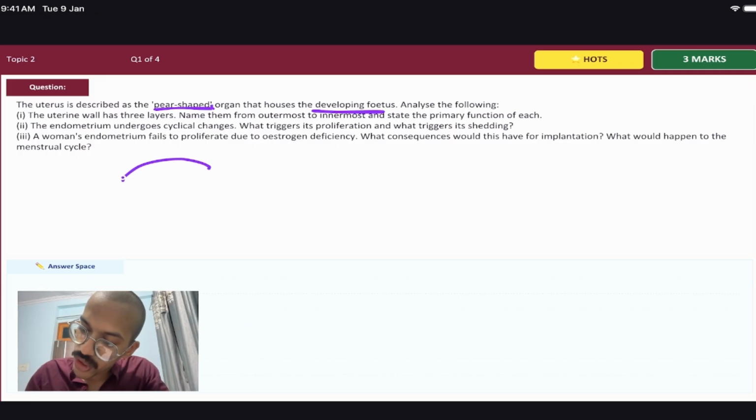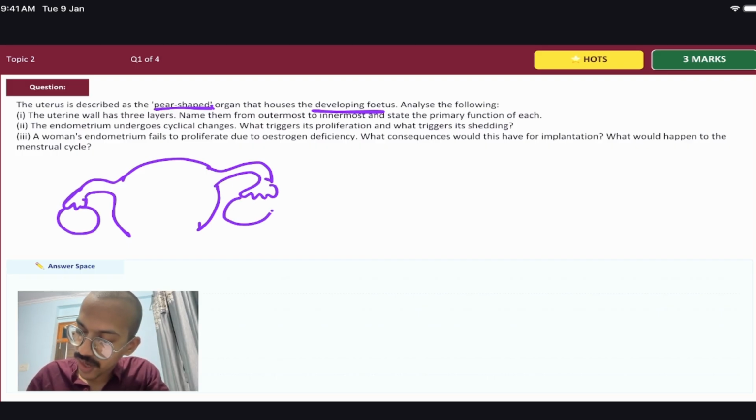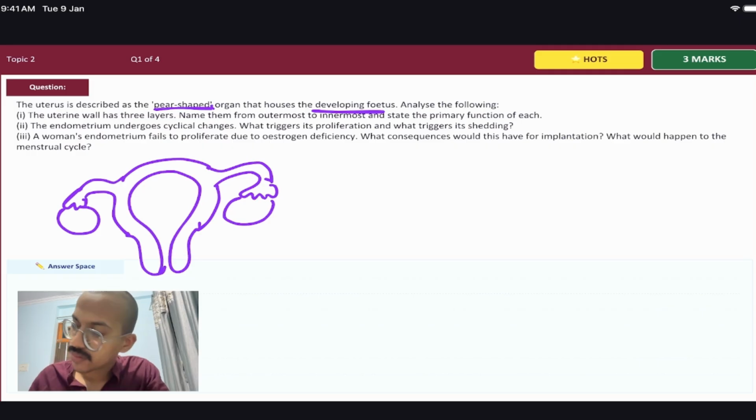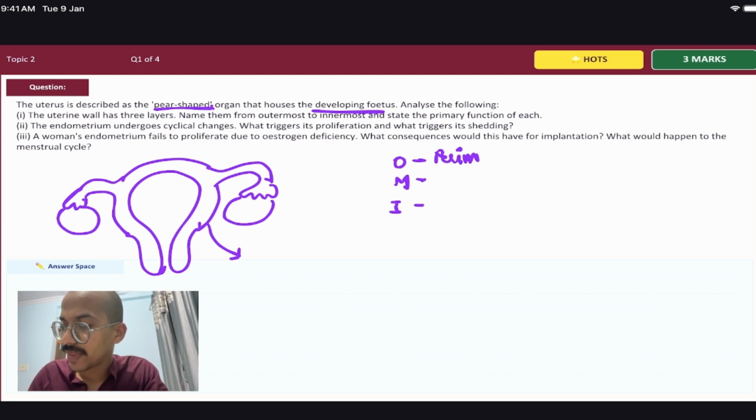So these kind of questions, you can even make the diagram to support your answer much better. Okay, so this is your what? Female reproductive tract. So I'm going to make it, this layer is called as what? The outermost layer. So we have to write the outermost, middle and the innermost layer. So outermost layer is called as what? Perimetrium or epimetrium.